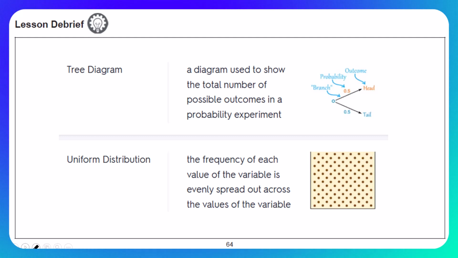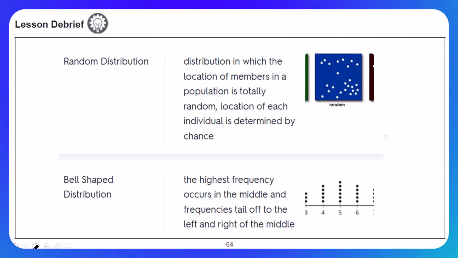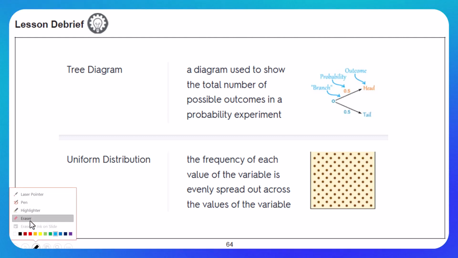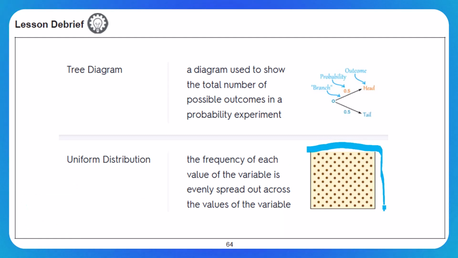A tree diagram, we can use that to show the number of possible outcomes in an experiment. Now we've looked at tossing a coin, but we can look at rolling a die and write that also as a tree diagram. Let me go back. And then uniform distribution. Look at that graph. Make sure that that soaks in. Uniform distribution is where everything is just, however you're drawing this space, distributed evenly. The frequency of each variable is evenly spread out across the values.